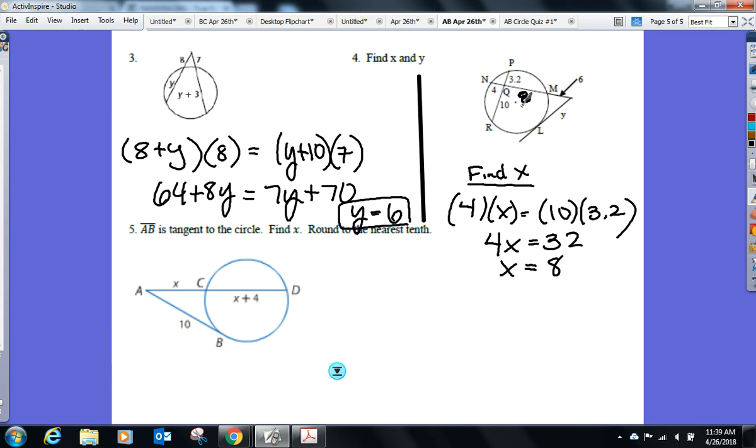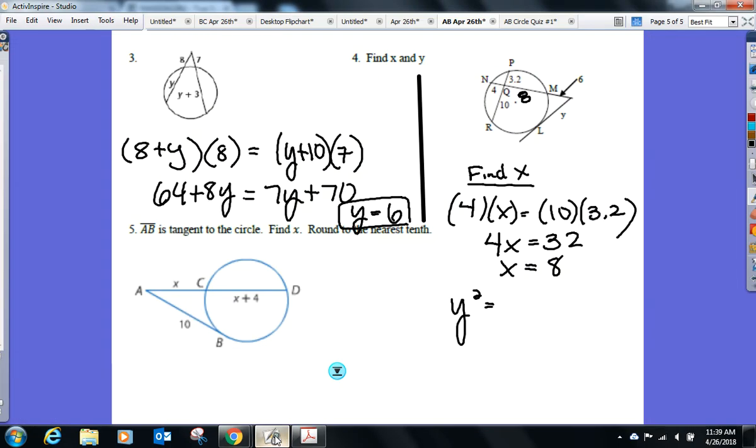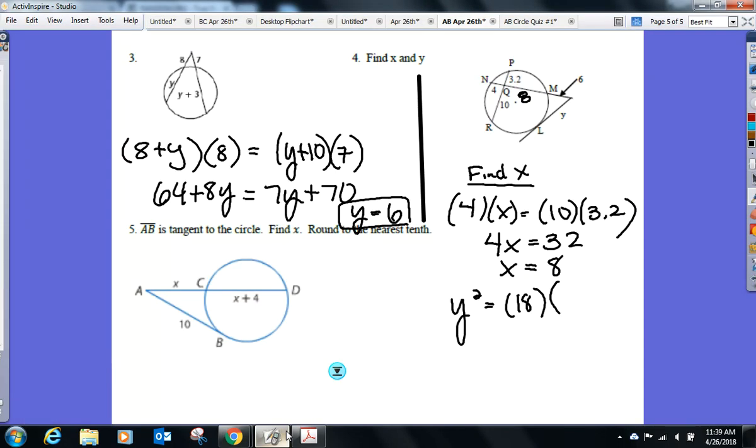Now we can find y, which is a tangent. So I'll start you out. Y squared equals, all right, going back to the board, 16 again. What is the whole secant length now, Maggie? 18. Okay, everyone's seeing where Maggie's getting 18 from. 4 plus 8 plus 6. The whole secant length times its external part. 18? 6.